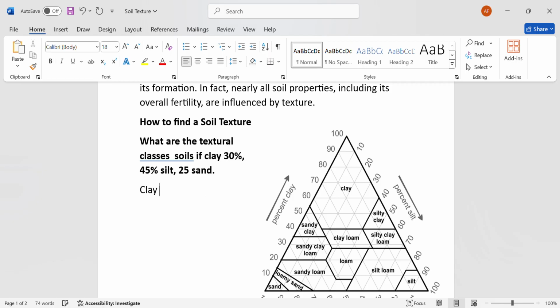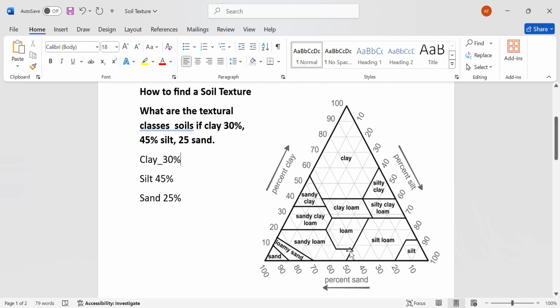Clay is 30%, silt is 45%, and sand is 25%. This is called the soil texture triangle, which is the USDA soil texture triangle. We mostly follow the USDA soil texture triangle. If we have a statement like sand 25%, silt 45%, and clay 30%, then how can we identify the exact texture of the soil?